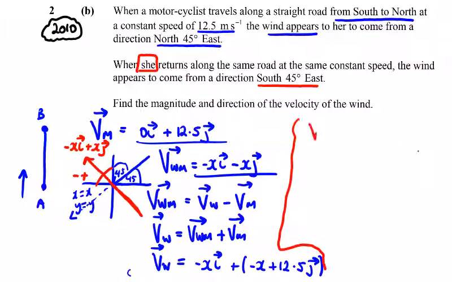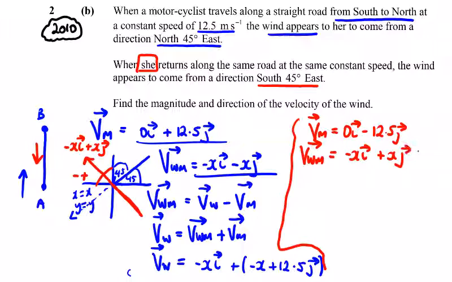So what do we have here? The velocity of the motorcyclist is going to be downwards this time, same speed, so 0 in the I direction, minus 12.5 in the J direction. The velocity of the wind relative to the motorcyclist, we said, is going to be minus X in the I direction, plus X in the J direction. And the velocity of wind, therefore, is these two added together, as we've seen before. We don't need to write it out twice. So minus X in the I direction, plus X minus 12.5 in the J direction.